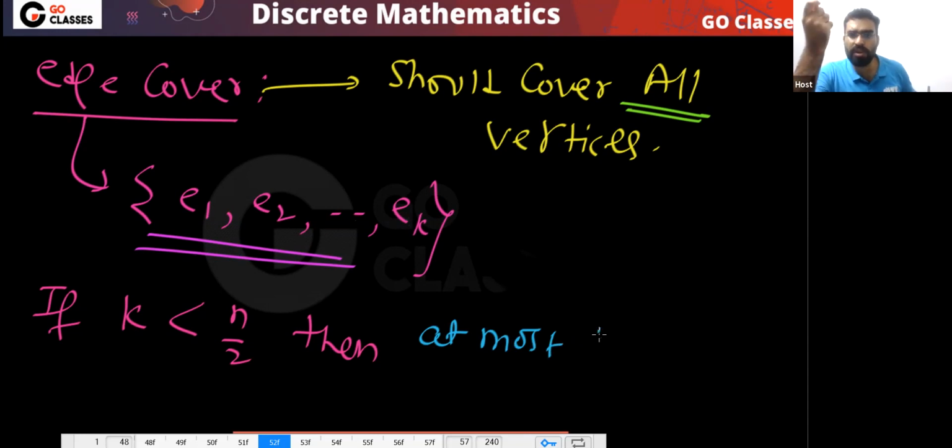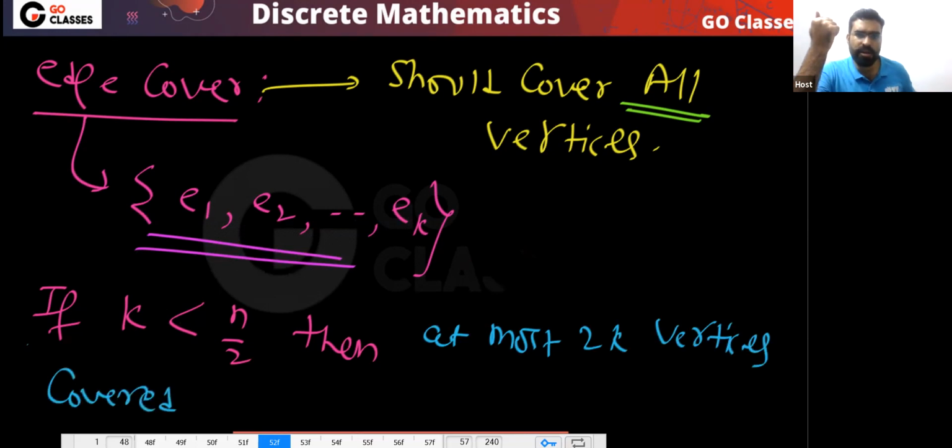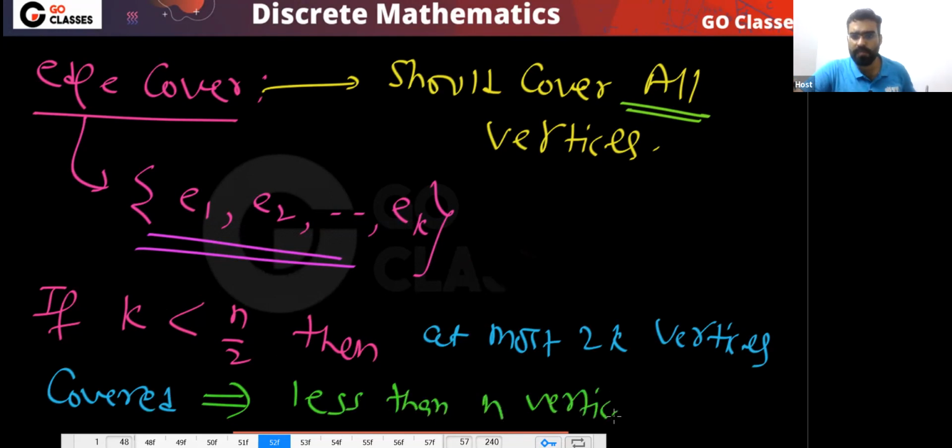At most 2k vertices. Okay, I can say less than 2k basically, because then at most 2k vertices are covered. What does it mean? It means less than n vertices are covered. So that is the contradiction.